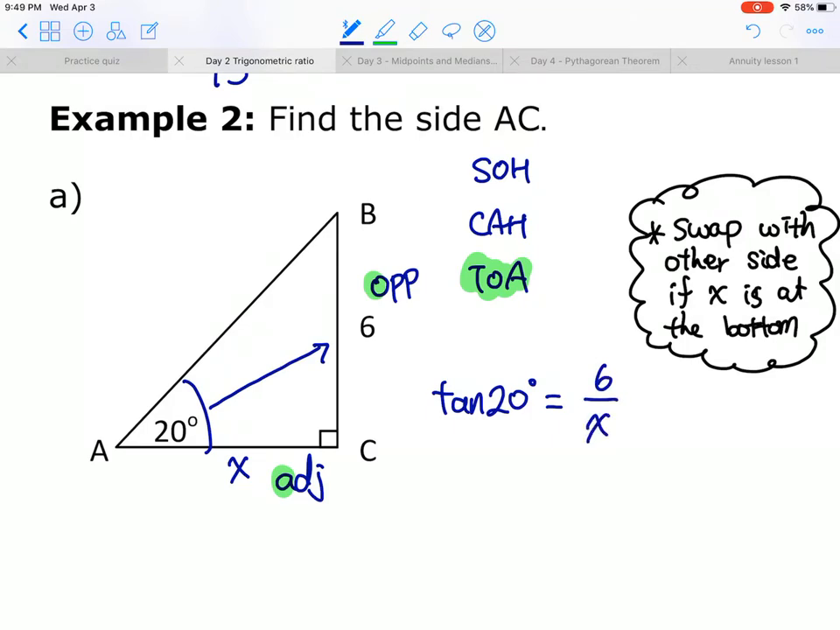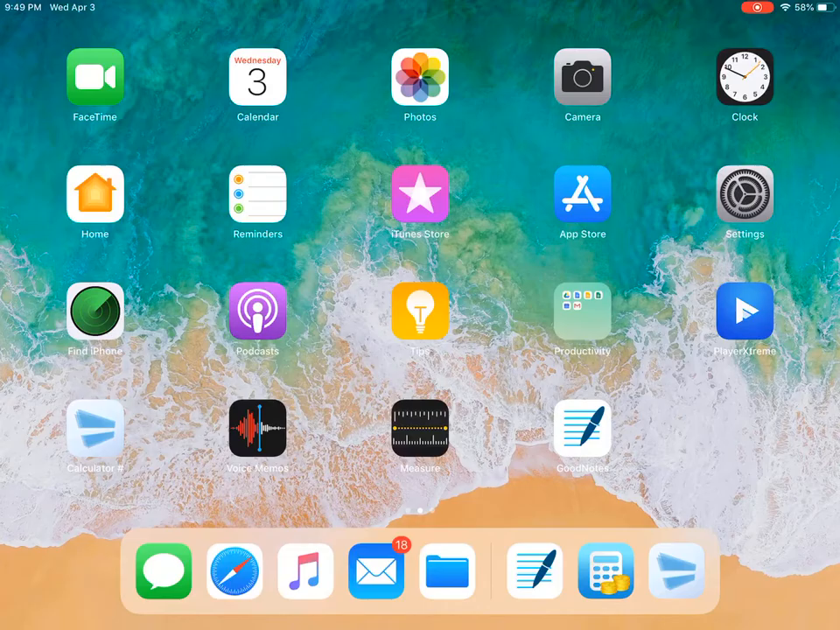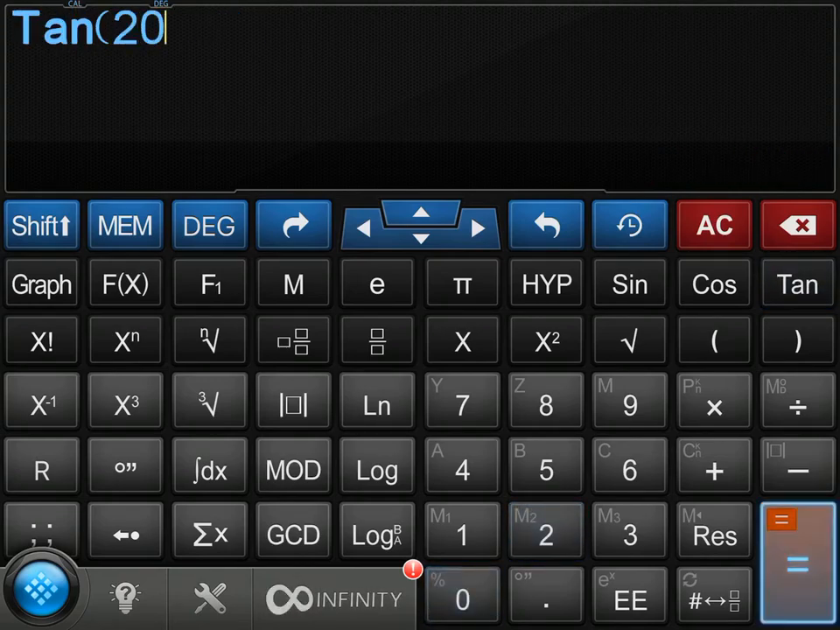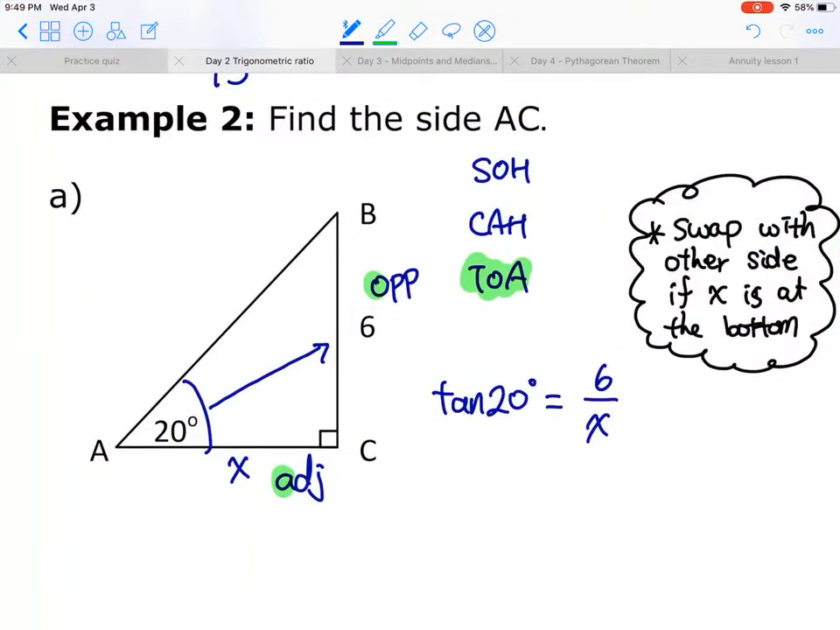Now, using your calculator, the first thing is that you have to find the tangent of 20 degrees. When you do that on your calculator, make sure you reset your calculator by pressing the reset button or clearing the memory, whichever way. Please do that. There are 3 different modes on your calculator, and if you use the wrong mode, you're going to get a different answer, and that's going to be wrong. So in this case, tangent 20 degrees gives me 0.36. And then 0.36 equals 6 over X.